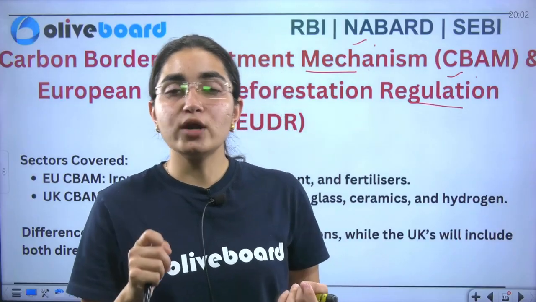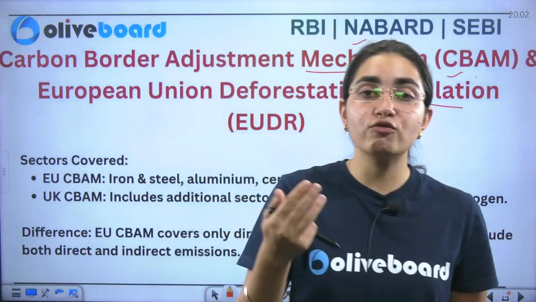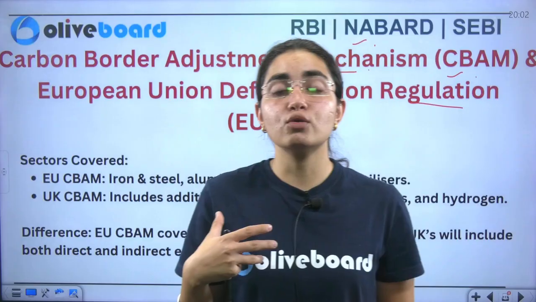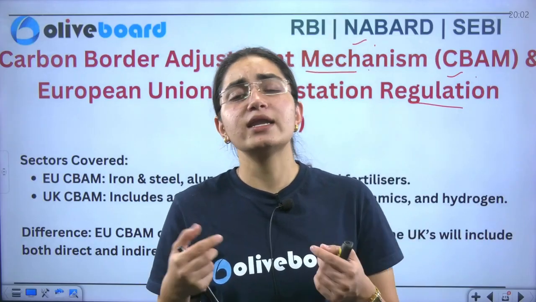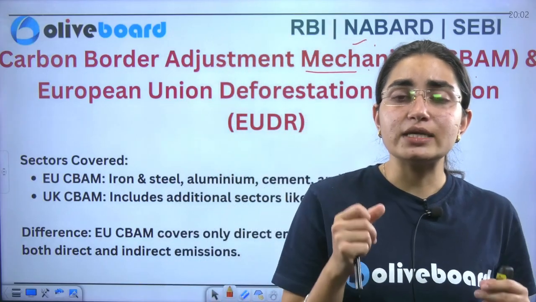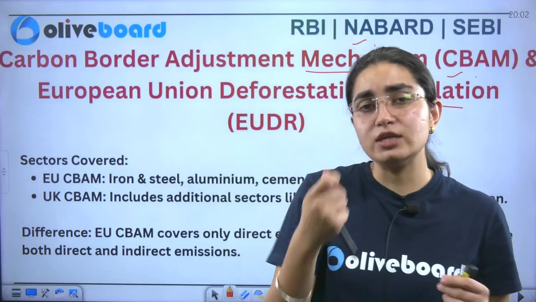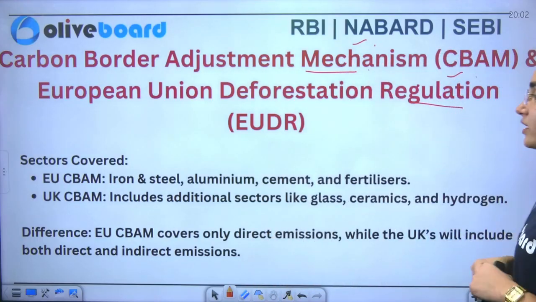Now this will ensure that the industries are more eco-friendly, more towards sustainable development. They are less focused on increasing carbon emissions, and this will lead to a decrease in it. Now you can see what the sectors covered are: iron and steel, aluminium, cement and fertilizer. Similarly, if I talk about the UK CBAM, it includes additional sectors like glass, ceramics and hydrogen.